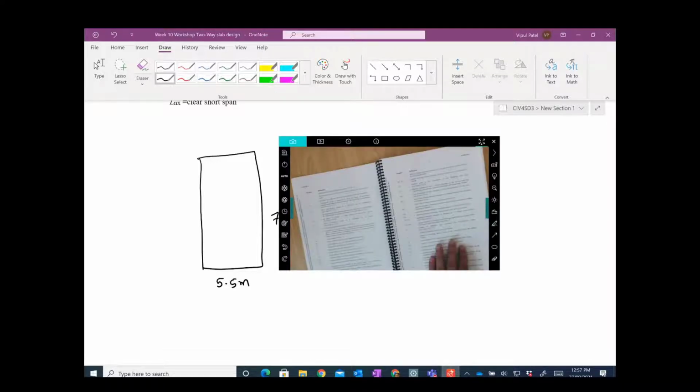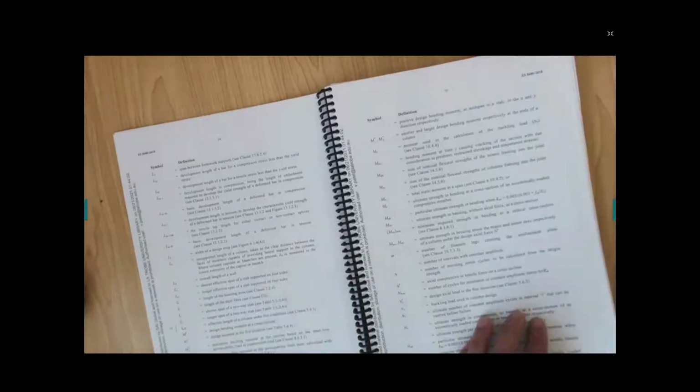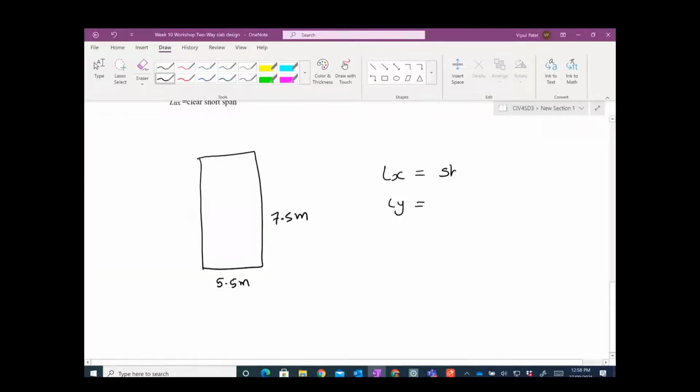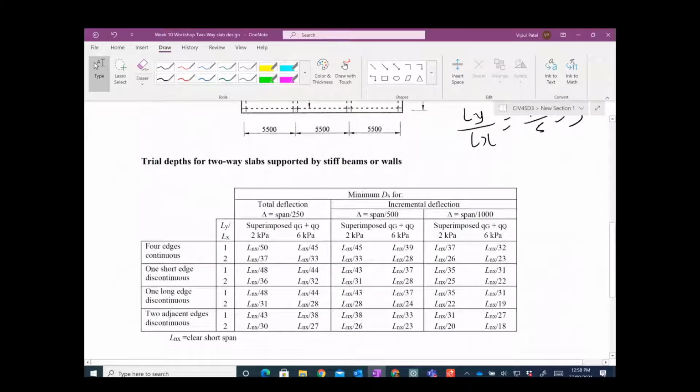So you can come back. You say, no, I don't want to remember. That's fine. Lx is the shorter effective span. So Lx is your shorter effective span, and the short side here is 5.5 meters. It is not effective, you know, the effective has some definition, and the longer span is 7.5 meters. So that's how you put the notations, this is Lx and this is Ly. I hope the students would not have any difficulty putting the notation Lx and Ly.